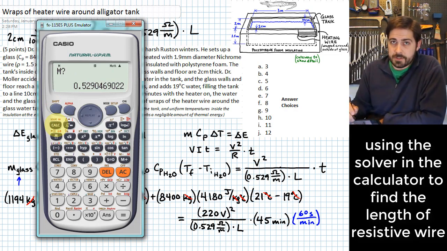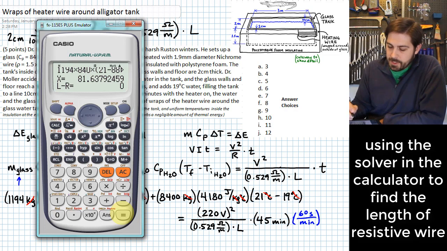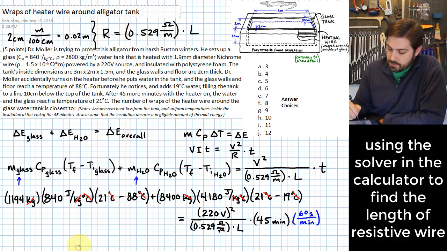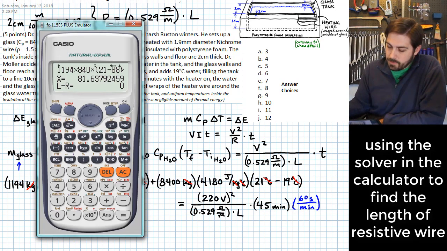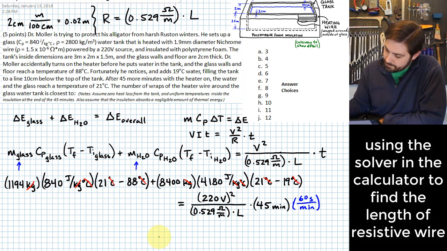It wants to make sure that I still want this value of 0.529 in my M variable. If you'd like to accept that, you can hit equals. Now we're going to solve for X, and it comes up with that we need 81.637 wraps of, or not, that's not wraps of wire, that's length of wire. Okay, so we'll put that in here, 81.638 we'll say. And that's in meters.